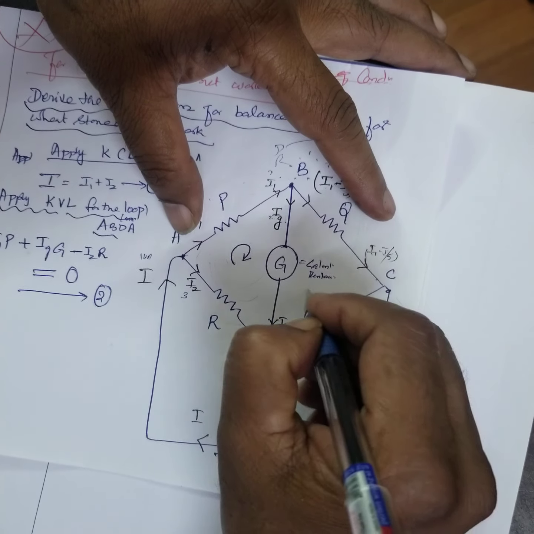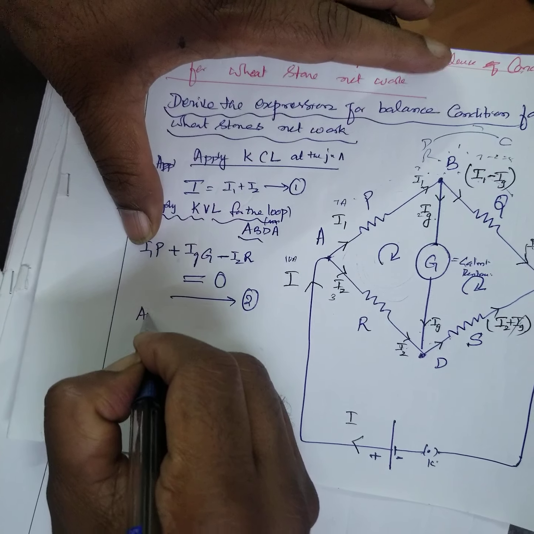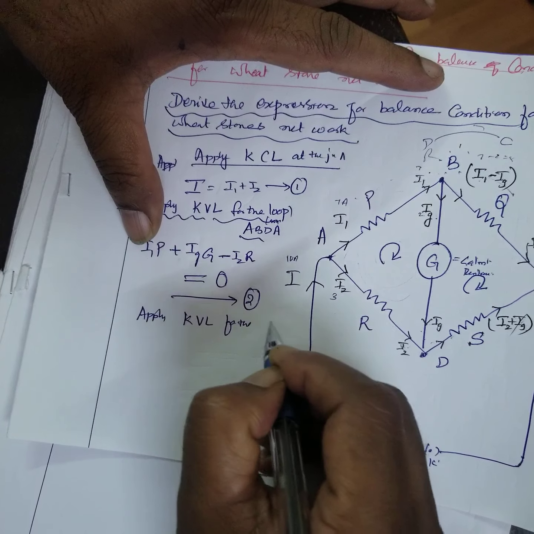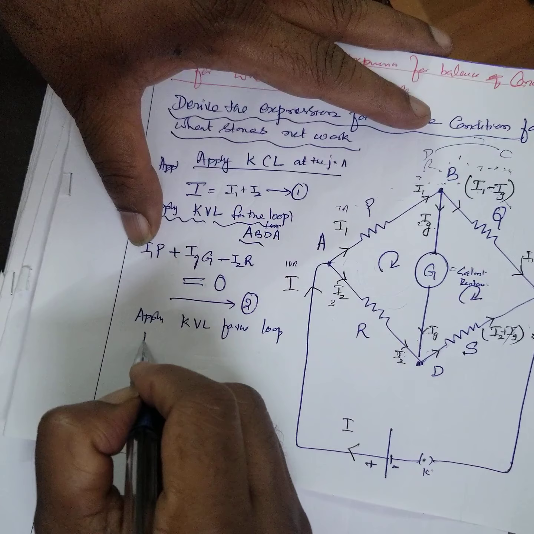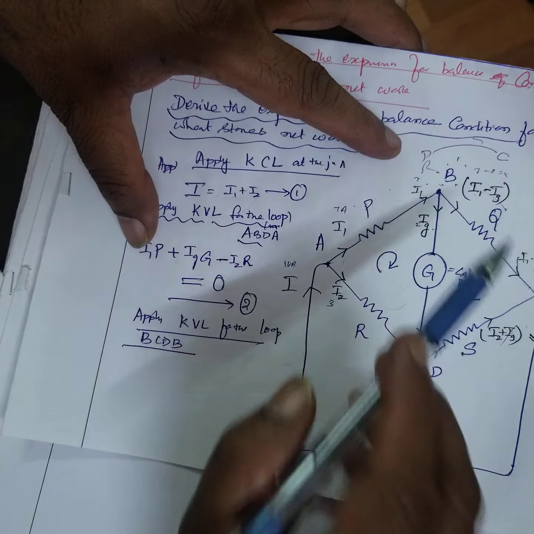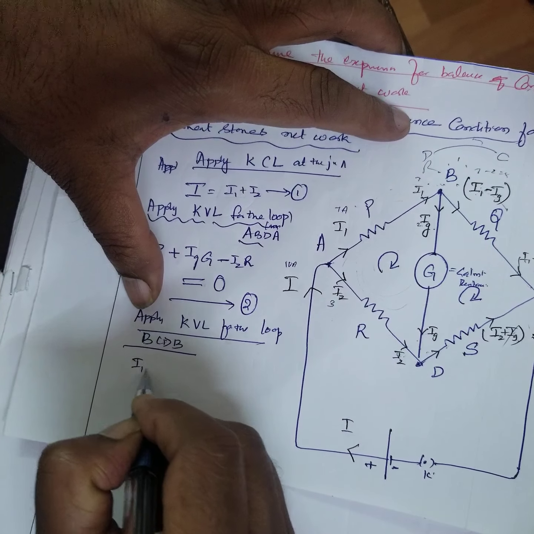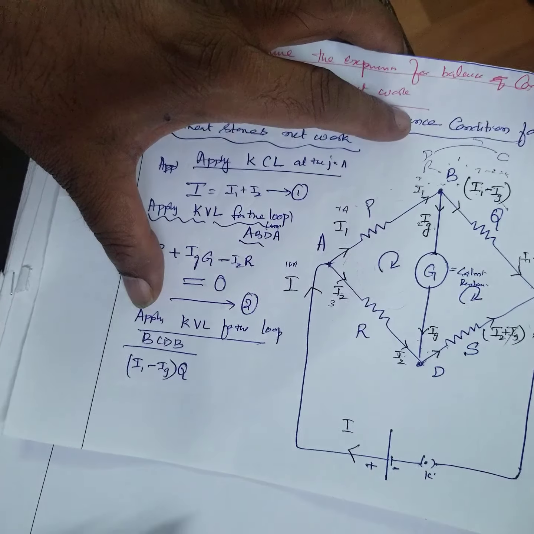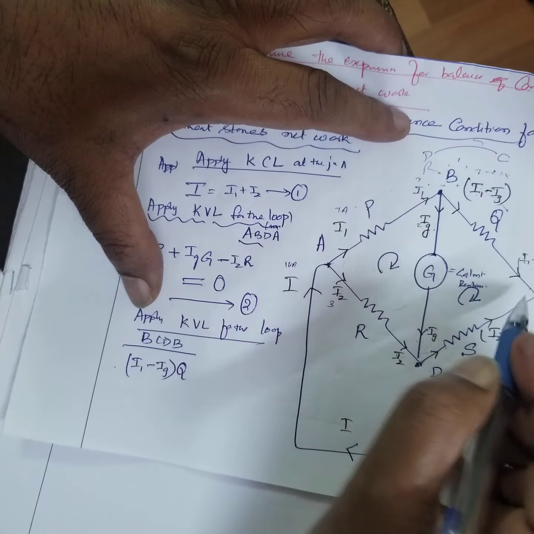Again, apply Kirchhoff's voltage law for the loop. Which loop? B, C, D, B. If you apply that, what will happen? Current into its resistance. What is the current here? Current into that resistor. Now you are going along the flow. Along the flow is positive only.